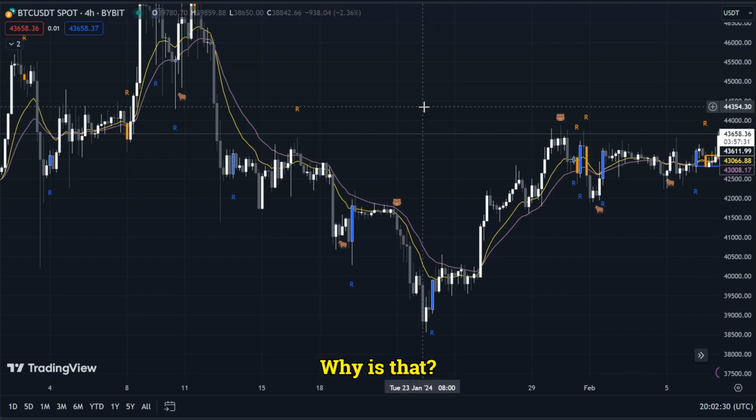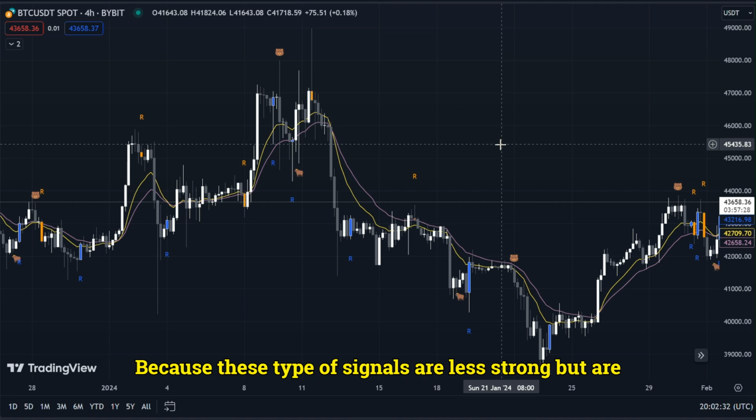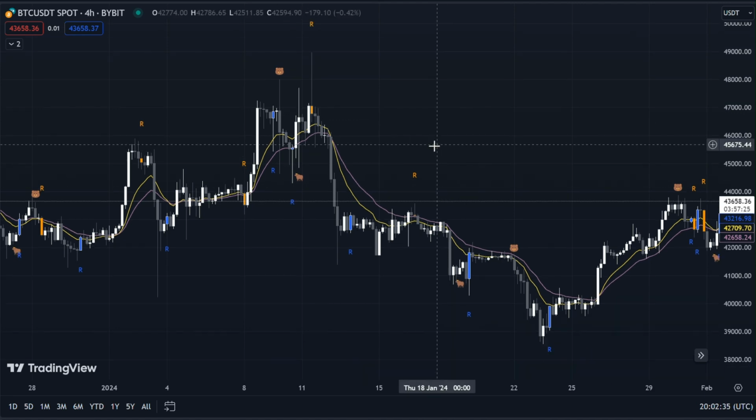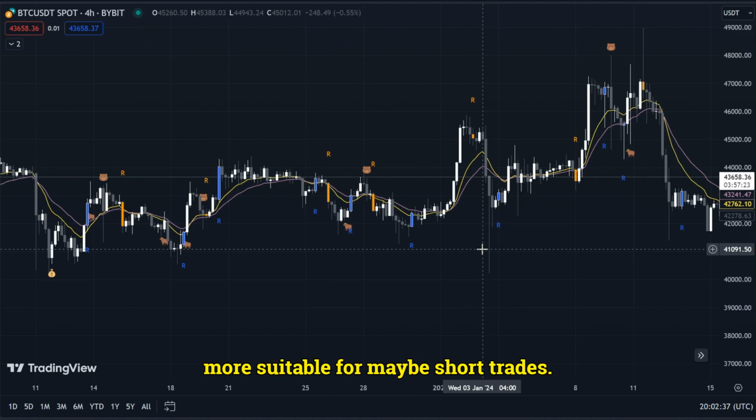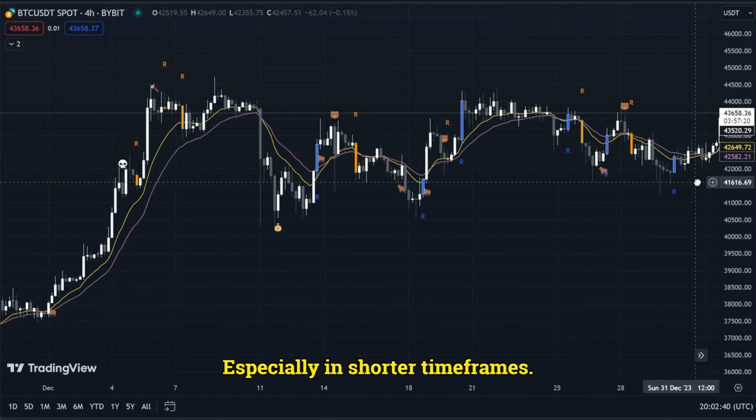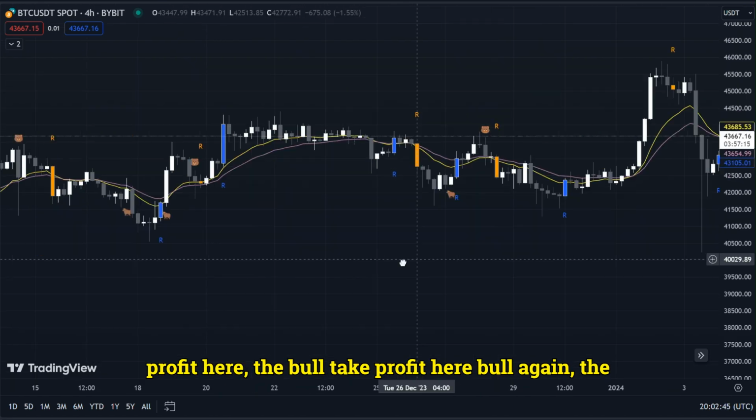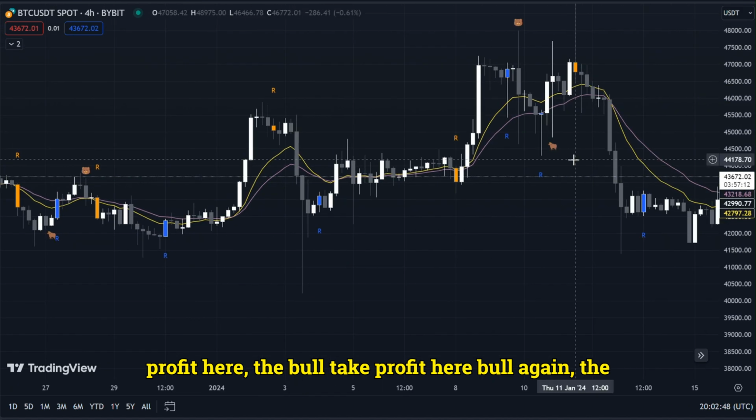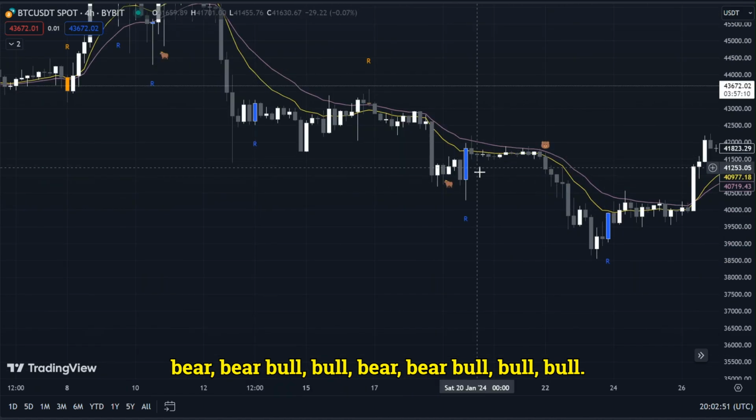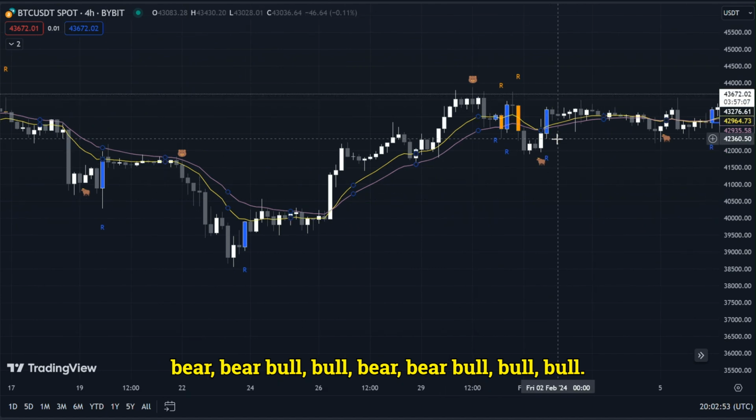Why is that? Because these types of signals are less strong, but are more suitable for maybe short trades, especially in shorter time frames. So for example, here we have the bull, they take profit here, the bull take profit here, bull, again the bear, bear, bull, bull, bear, bear, bull, bull.